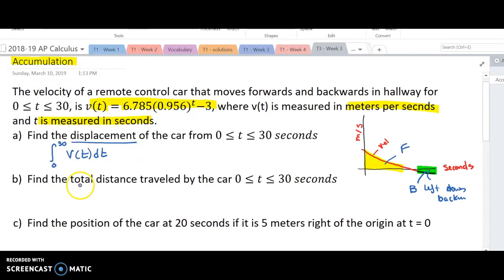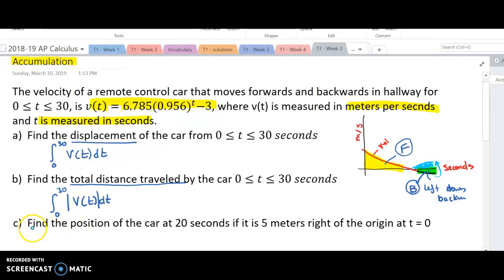For part B, we're asked for total distance traveled. And so whether we're going forward or backwards, they add into our distance traveled. And so we're going to go from 0 to 30, and we want the absolute value of that velocity, dt. We're really finding the area under the curve as though this negative portion of the graph moves up, and I now have positive area everywhere.